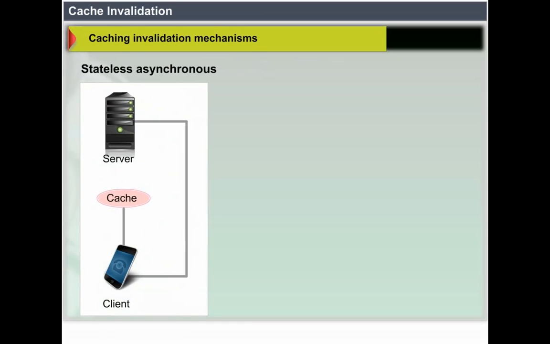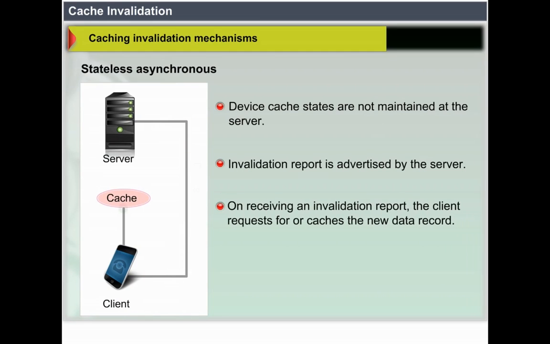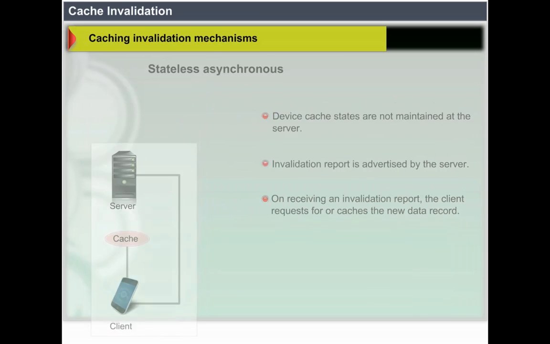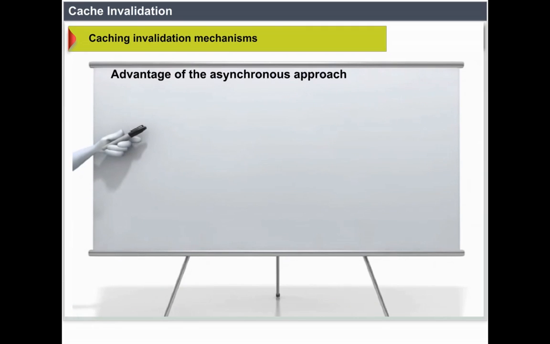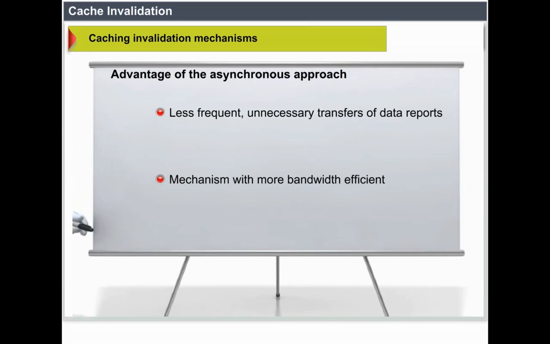Stateless asynchronous. Device cache states are not maintained at the server. The server advertises an invalidation report. On receiving an invalidation report, the client requests for or caches the new data record. Advantage of the asynchronous approach: no frequent unnecessary transfers of data reports. The mechanism is more bandwidth efficient.